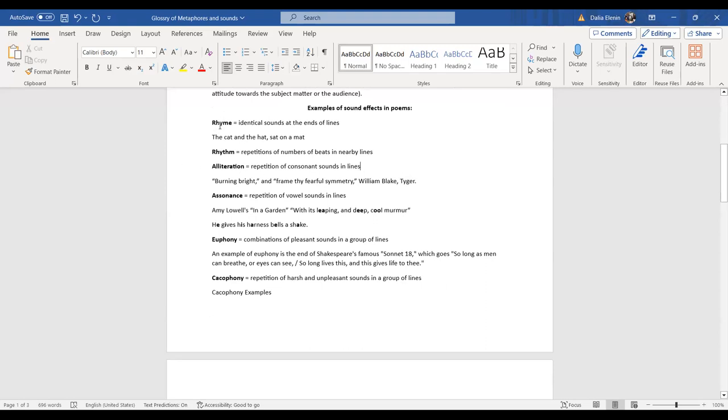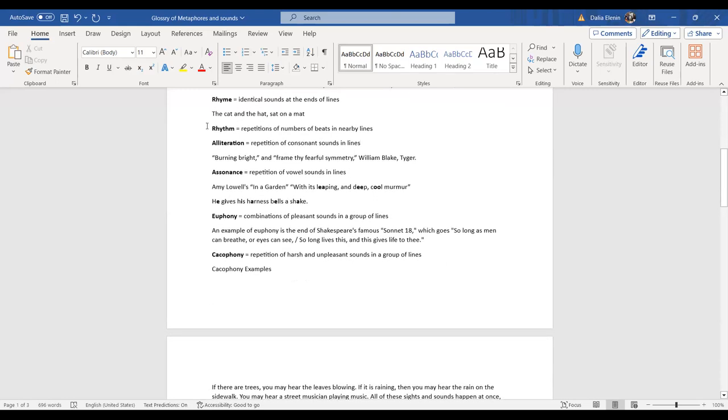Look at the rhyme. It's identical sounds at the end of the lines. And again, when we speak about rhyme, it does not necessarily have the same spelling, but the same sound. The cat and the hat sat on a mat. Look at that. You see cat, hat, mat, and sat. All of these rhyme here, and there is some music.